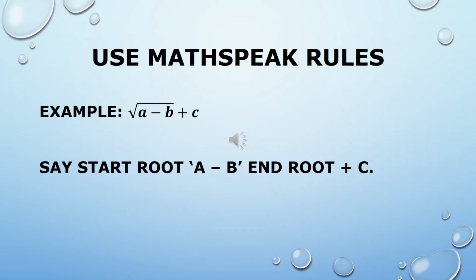Another solution is to use MathSpeak rules. MathSpeak is a set of rules designed to translate mathematical notation into a spoken language format that can be understood by users, particularly those who are blind or visually impaired. These rules provide a consistent way to describe mathematical symbols and expressions, making it easier for users to access and understand mathematical content. For example, the expression below can be read using MathSpeak as start root A minus B end root plus C. With this, ambiguity is reduced.